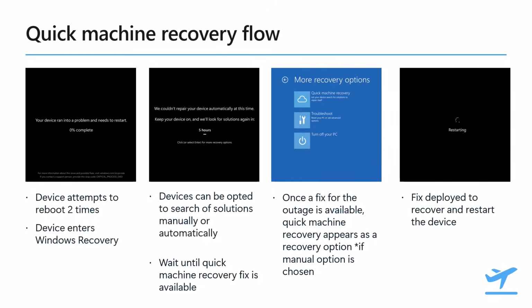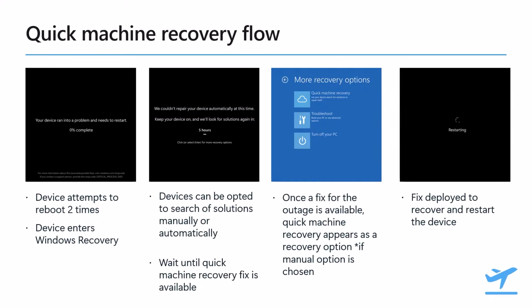A device in Windows recovery could be configured in two ways. It can be pre-configured to automatically search for solutions when they're available, or it can be pre-configured to manually search for recovery solutions when it enters Windows recovery. Once the fix is available from Microsoft, if the automatic option has been selected, then the end user has to do nothing. The device will be able to take the fix. Step 3 will be omitted and it will directly take the fix and be remediated.